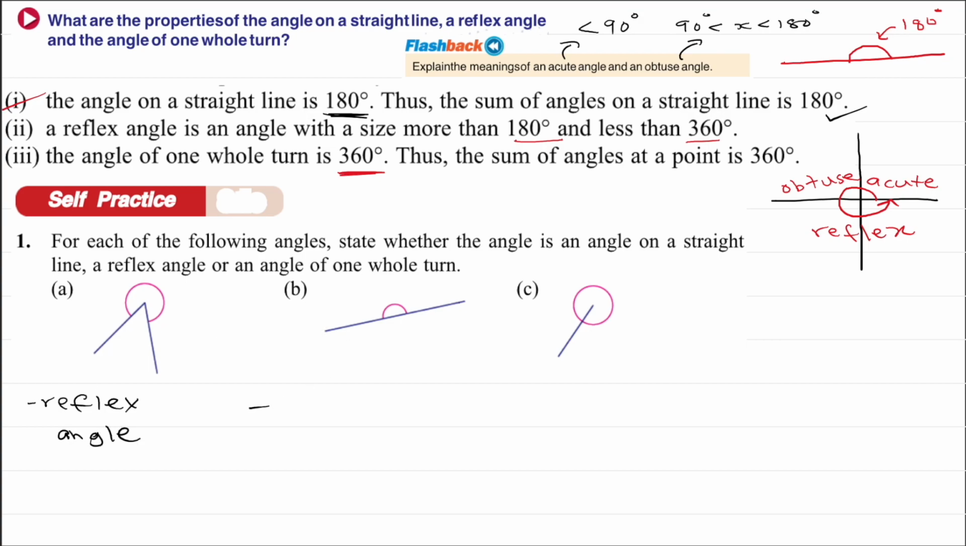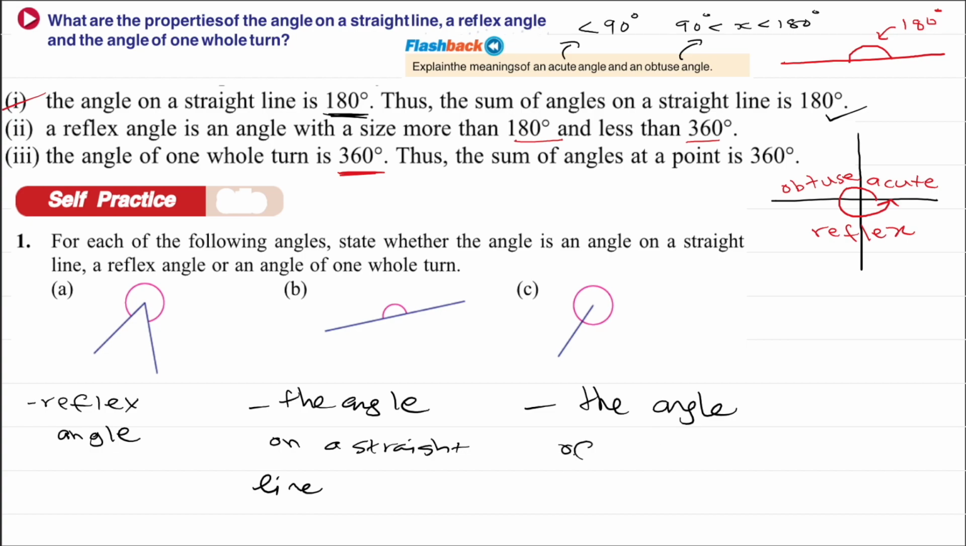Contoh yang kedua, straight line. So, itu dia apa? Kita tulis the angle on a straight line. Contoh je. Yang ketiga, the angle apa? Sebab dia pusing habis tu. The angle of one whole turn, iaitu 360. This one 180. Ini tak tahu. Tapi dia antara 180 sampai 360. Kurang lah.